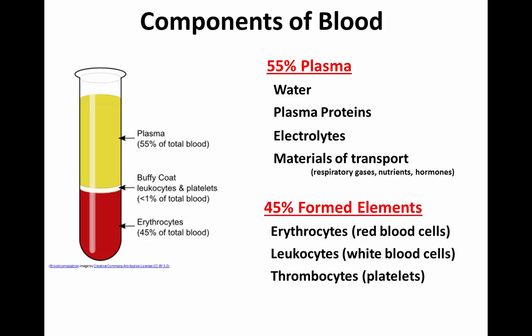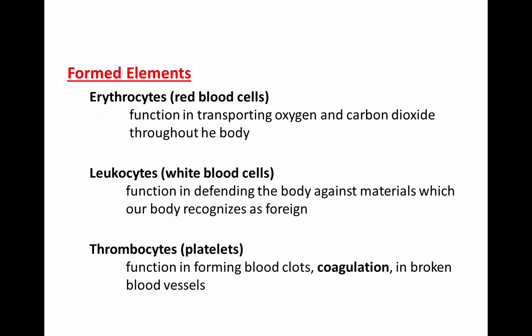The other 45% of blood is the formed elements: erythrocytes, red blood cells, leukocytes, white blood cells, and thrombocytes, platelets. Erythrocytes function in transporting oxygen and carbon dioxide throughout the body. Leukocytes function in defending the body against materials which our body recognizes as foreign. Thrombocytes function in forming blood clots, known as coagulation, in broken blood vessels so we don't bleed to death due to a small cut.